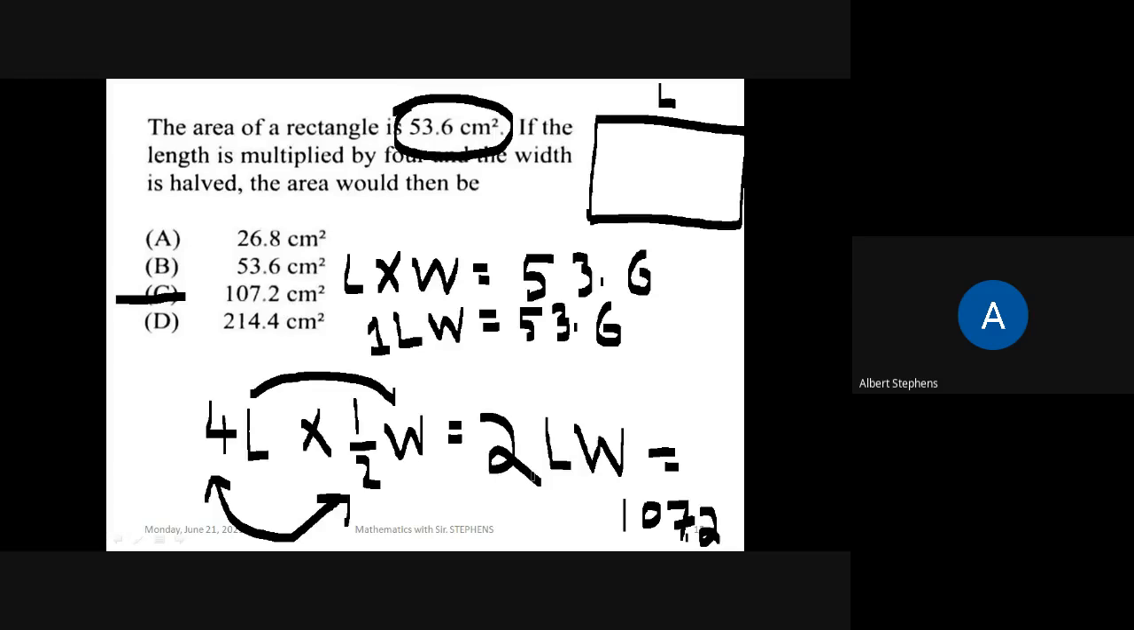All right. Are we clear? That's the long way of doing it. That's the algebraic way of doing it. All right, so moving on.